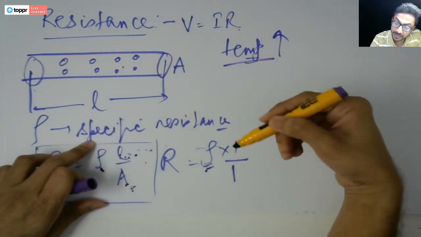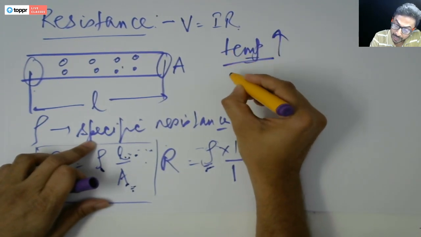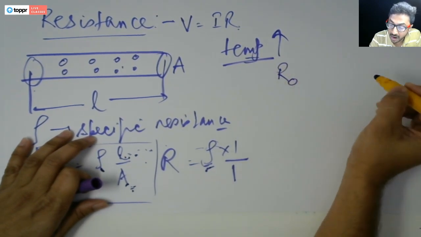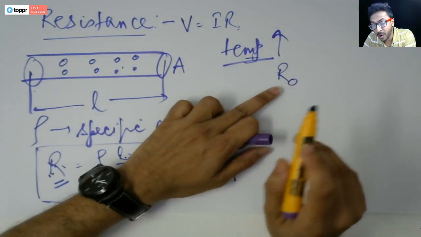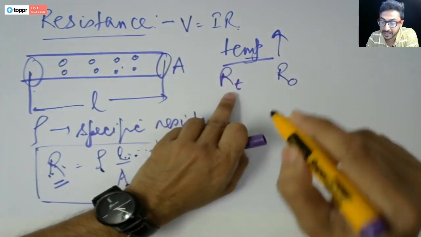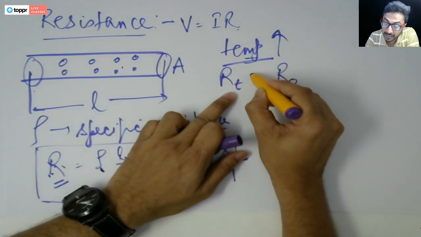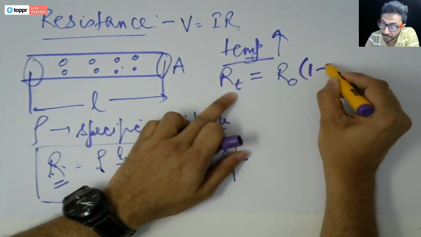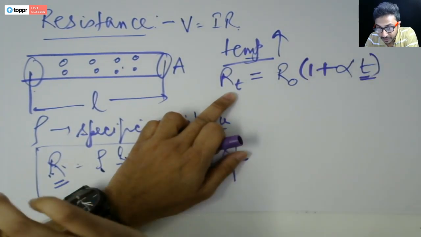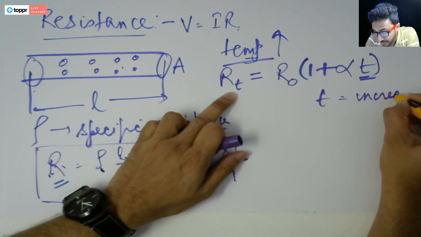So if temperature increases, resistance usually increases. Why I said usually, I'll tell you soon. If we denote R0 as the resistance of the wire at 0 degree centigrade, and RT as the resistance of the wire at T degree centigrade, then we can write the equation RT equals R0 (1 plus alpha T), where T is the change in temperature.